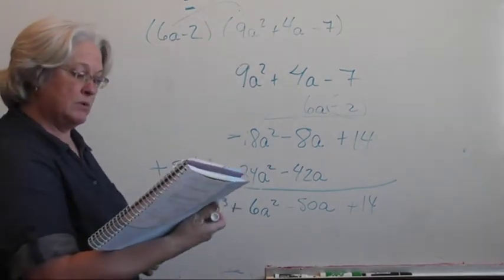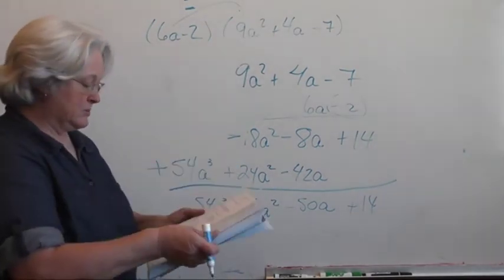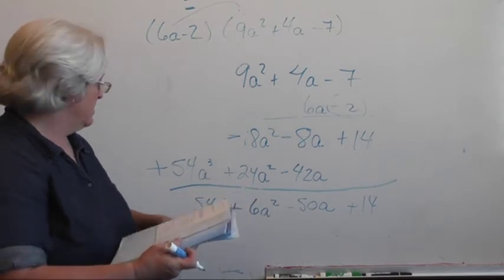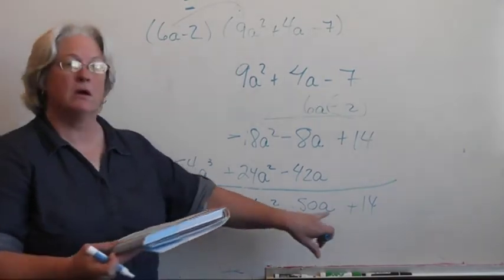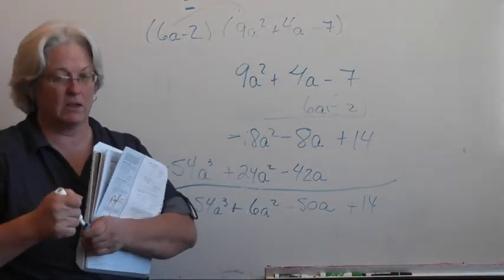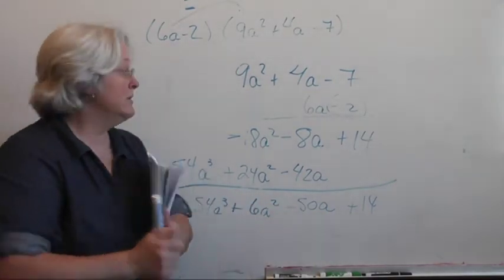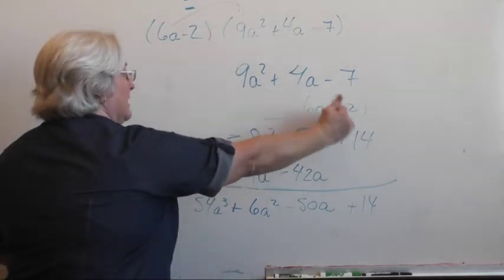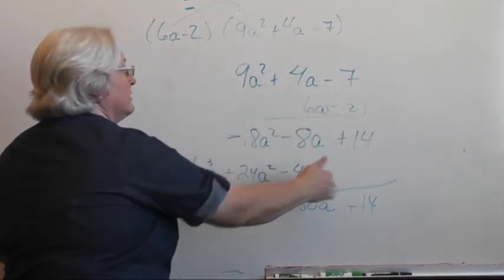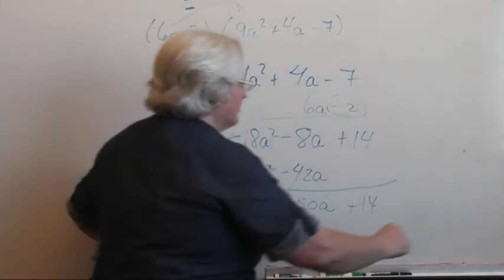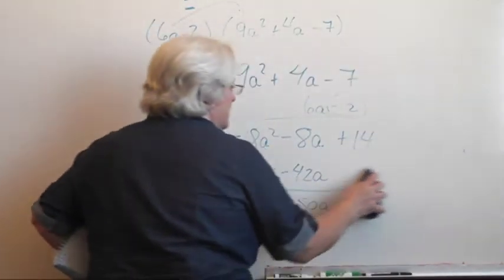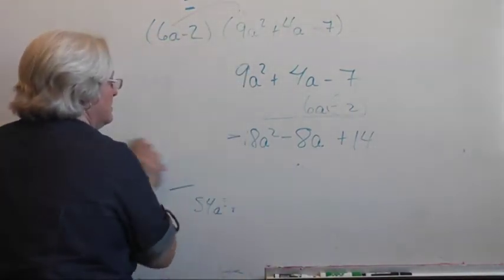And if we look here in the book, which I'm not sure what happened to that page, 54a cubed plus 6a squared minus 50a plus 14. It'd be pretty bad if I didn't get it right. Now this was how you do the multiplication, moving from right to left. Now let's see if we can do it in a slightly different fashion. And see what you think about this.